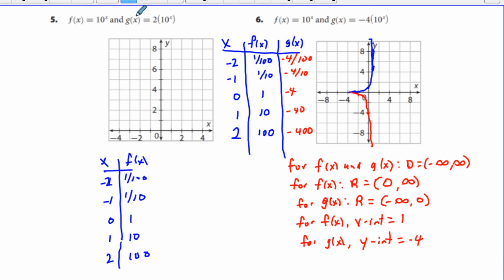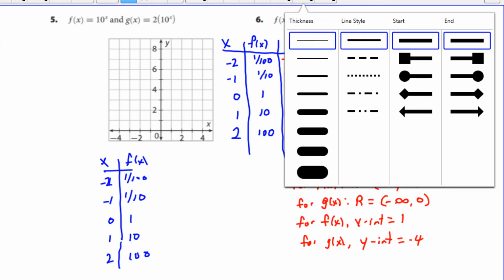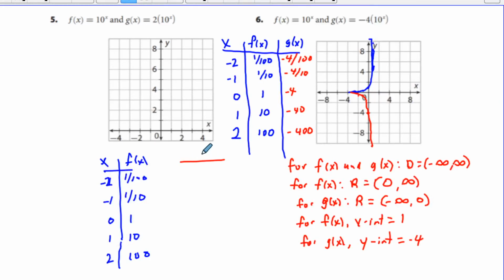And with a being 2, what we're going to have is x, g of x. So all we do is we take the same input values, negative 2, negative 1, 0, 1, 2, and then we're going to just multiply all these by 2. So we have 2 times 1 100th, which is going to be 1 50th. We have 2 times 1 10th.